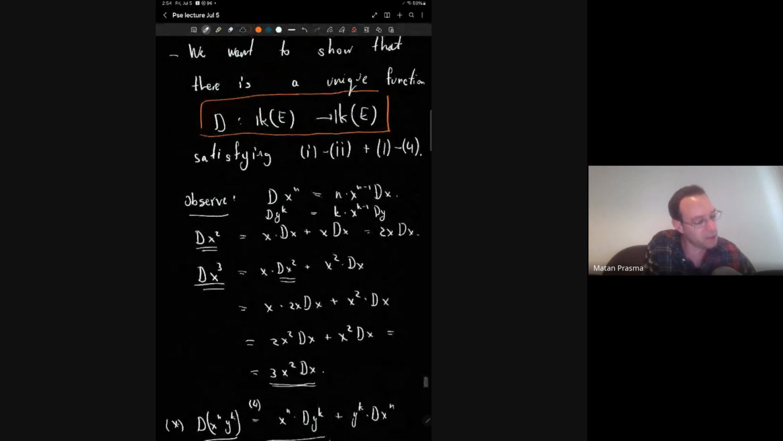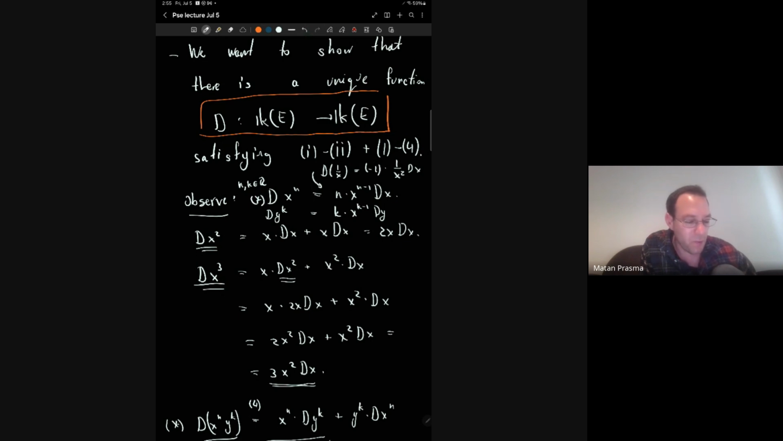I guess you could say, because here n and k can be any integers. They don't need to be positive necessarily. You see, when you derive, for example, d of 1 over x, we know how to do it. This is, sorry, minus 1 times 1 over x squared, dx, of course. So it also fits this formula star.